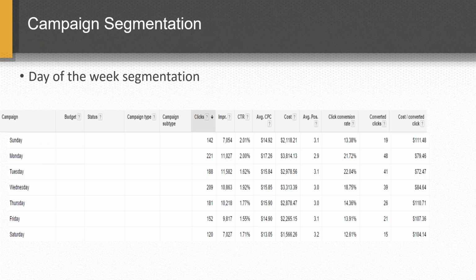One of the ways to optimize your campaigns is by segmenting your campaigns by day of week. Basically, you look at the performance of each day and determine if there are any days that are significantly more or less cost effective and make bid adjustments accordingly. As you can see in this example, Mondays and Tuesdays have the highest conversion rates and the lowest cost per lead. We can also see that Thursday through Sunday have much higher cost per leads.